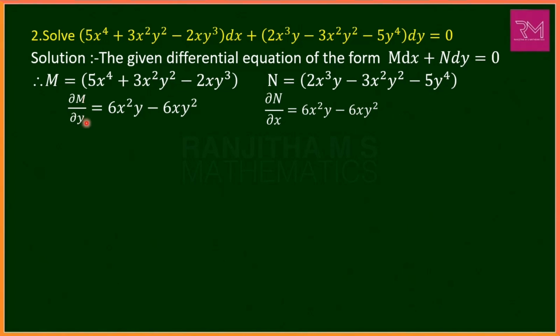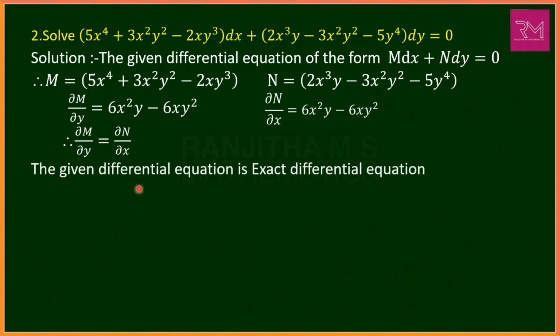Hence we get del m by del y value and del n by del x value, which is equal to 6x square y minus 6xy square. Therefore, del m by del y is equal to del n by del x. This concludes the given differential equation is an exact differential equation.